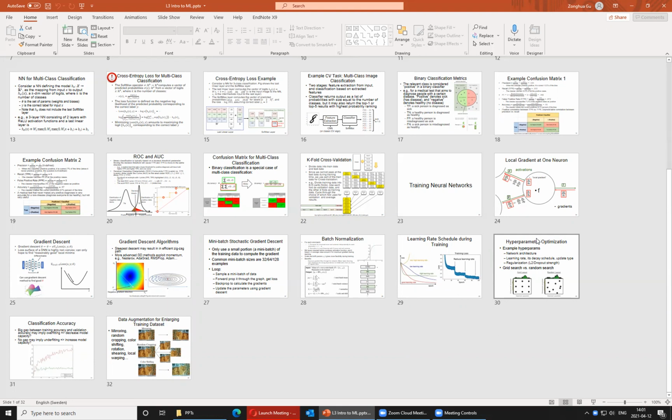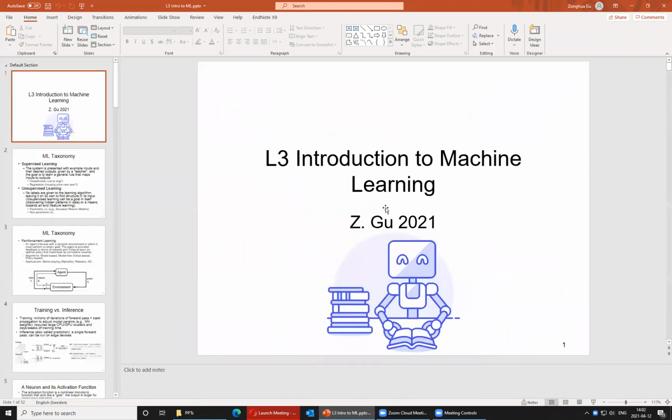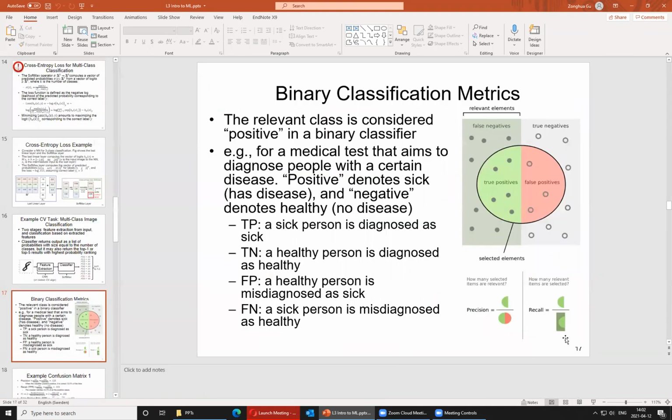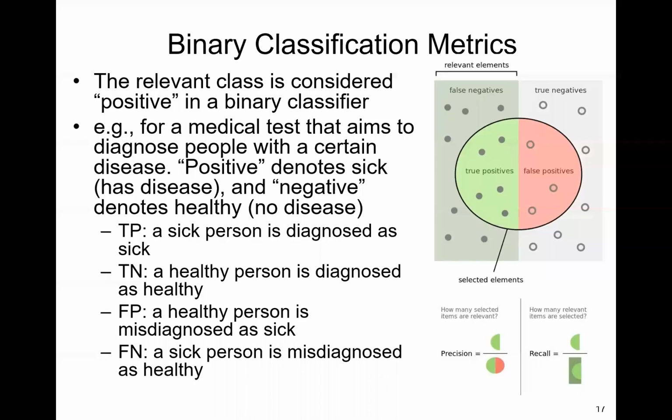So we'll first briefly review the last lecture on introduction to machine learning, especially the binary classification metrics. This figure explains the concept of true positive, false positive, true negative, and false negatives, and defines precision and recall.